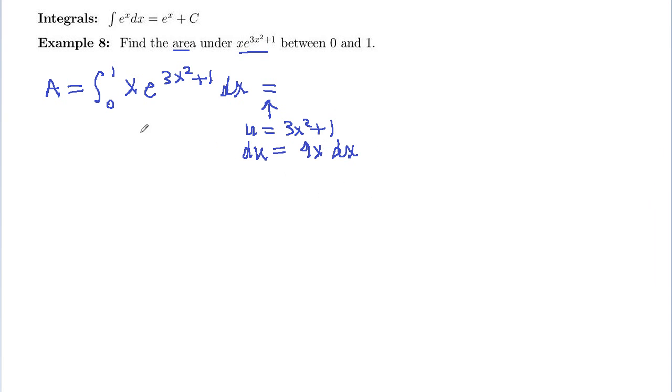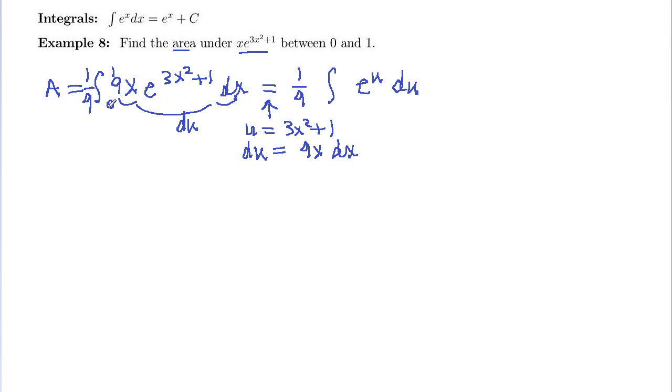And so I like to multiply by what's missing and then compensate. So times 9 here, times 1/9 on the outside. So our 9x dx right there is our du. And this is e to the u. So we've got a 1/9 on the outside, integral e to the u du.